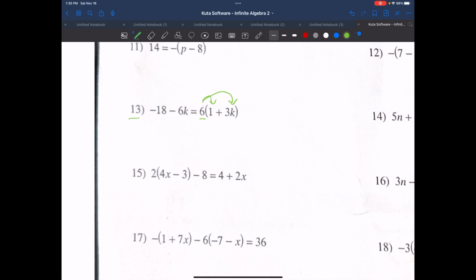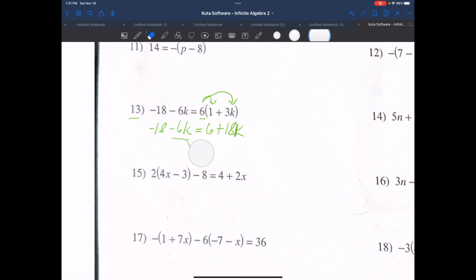Now, in this case, I'm going to bring down everything first. And now I'm going to go 6 times 1 is simply 6. 6 times 3 is going to be 18. And there's a k, so I have to bring the k as well. And k's are variable in this case. Recall that we're looking to get k, or our variable, by itself. In this case, there's more k's on the right-hand side, so I'll be moving this k over to this side.